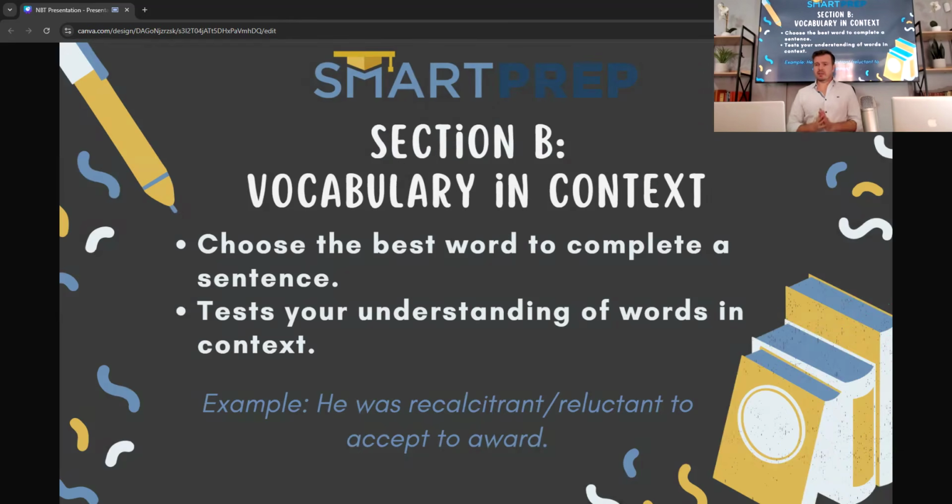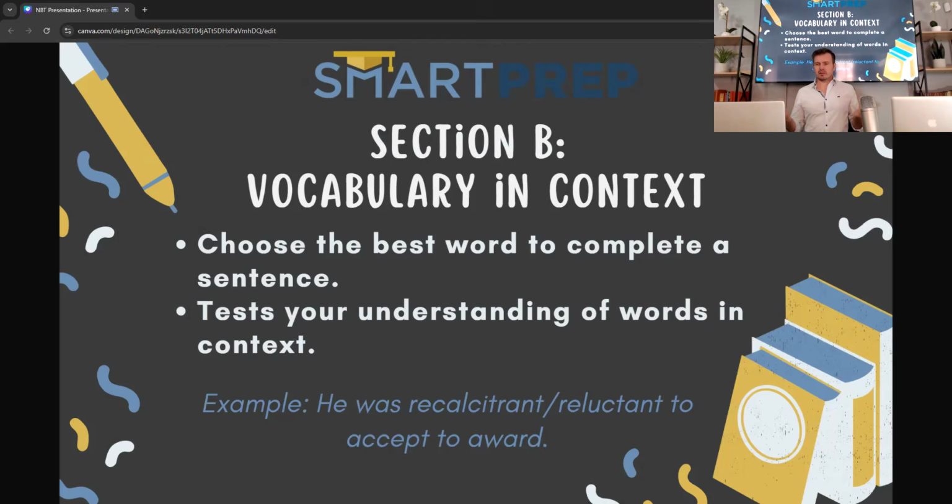All right, section B says vocabulary in context. Okay, so what we have to do there is we get given a sentence with a number of different options as words, and then you have to pick the right word. So the example here: he was recalcitrant, reluctant to accept the award.